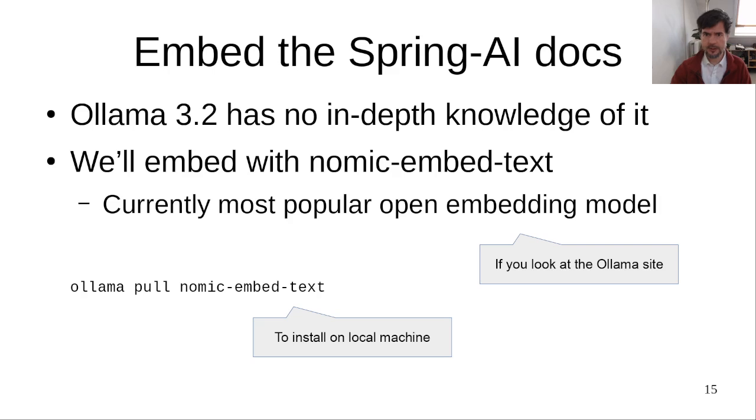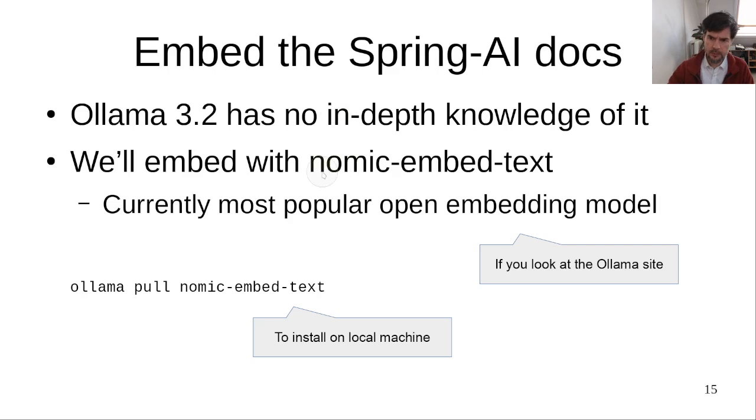Okay, let's take a look. So, embed the Spring AI docs. That's what I want. Llama 3.2 has no in-depth knowledge of it. If I just run it and ask about Spring AI, it sometimes hallucinates some things. But we really want to be able to ask about a class and ask what kind of methods are on this class, and have it give me a good answer. So in order to do that, we're going to do some embedding.